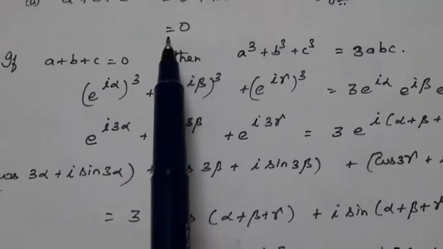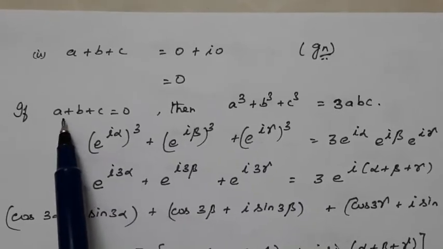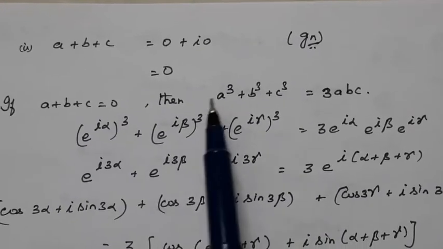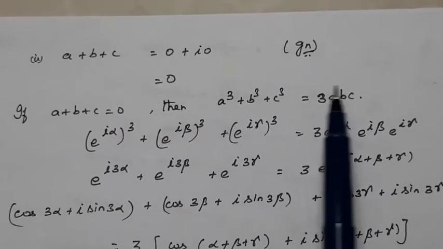So, a plus b plus c is equal to 0. There is one relation in algebra, that is, if a plus b plus c is equal to 0, then a cube plus b cube plus c cube is equal to 3abc. This is an algebraic identity.